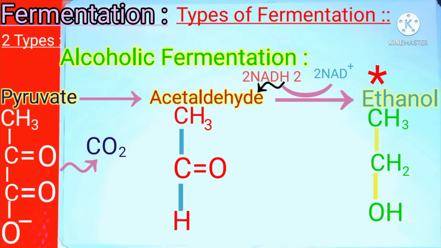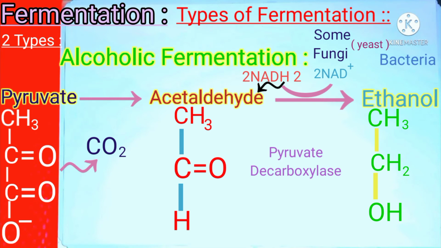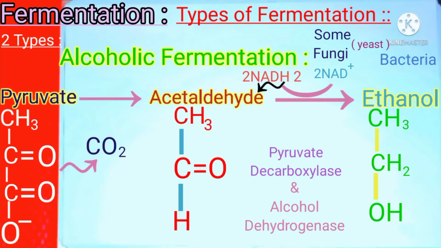This alcoholic fermentation takes place in some fungi such as yeast and in bacteria. This alcoholic fermentation produces ethanol as a byproduct, and this reaction is controlled by the enzymes pyruvate decarboxylase and alcohol dehydrogenase. These are the two important enzymes which take part in alcoholic fermentation.